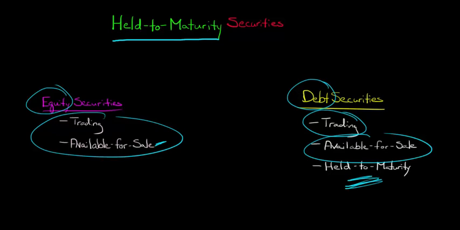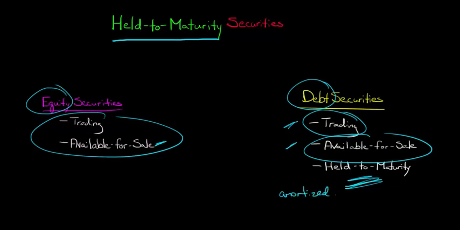We can't have an equity security that's held to maturity because if you buy stock in Microsoft, there's no point where it's going to mature. However, with debt, for example, a bond, there's a point where the bond matures. So instead of classifying as trading or available for sale, in which case the bonds would be held on the balance sheet at fair value, you can have it as held to maturity, where you're going to have it on the balance sheet at what's called amortized cost.